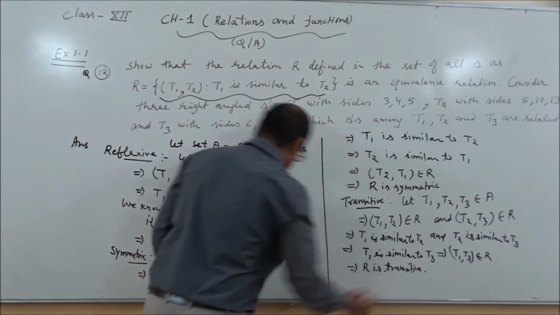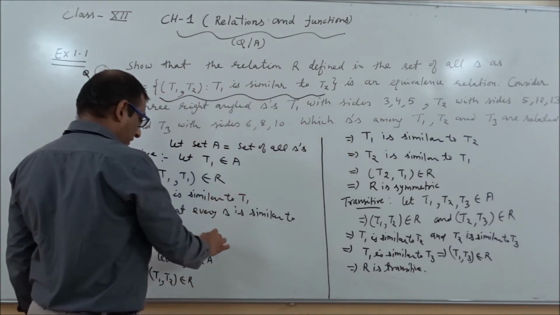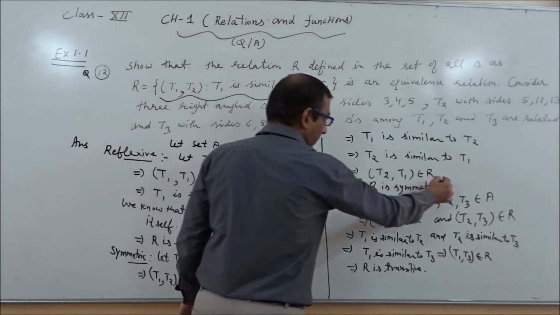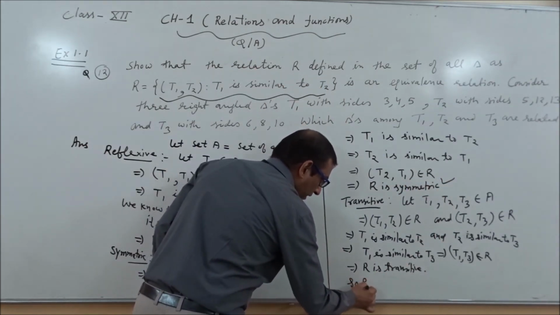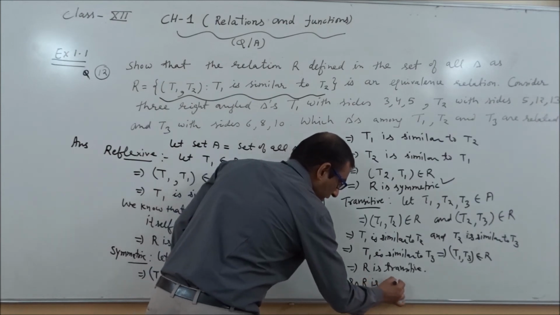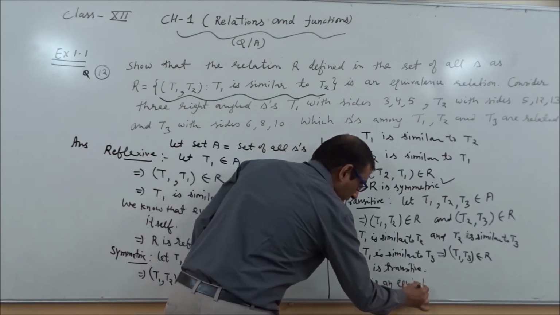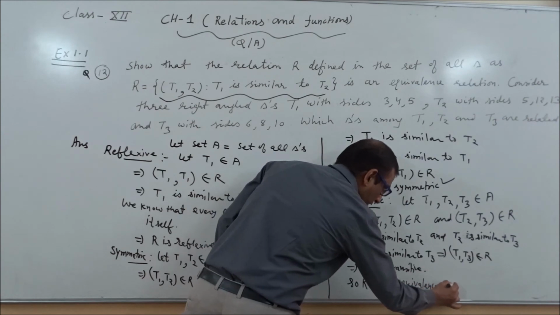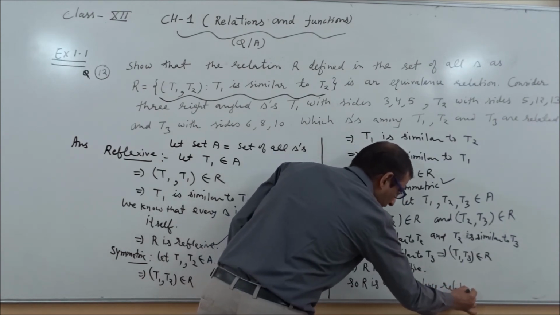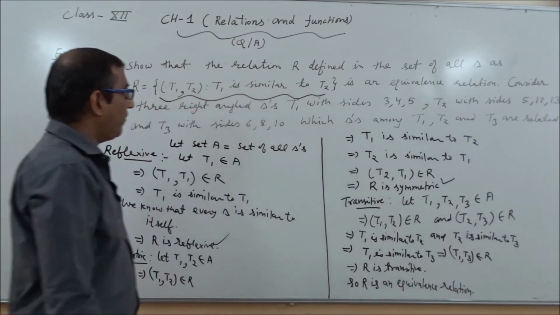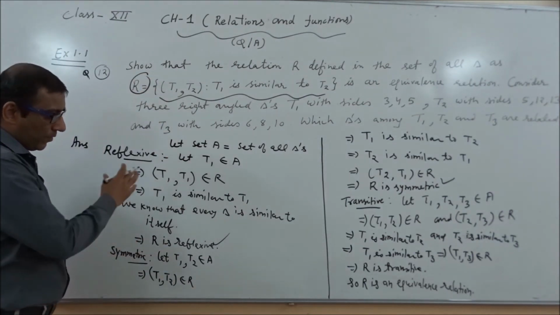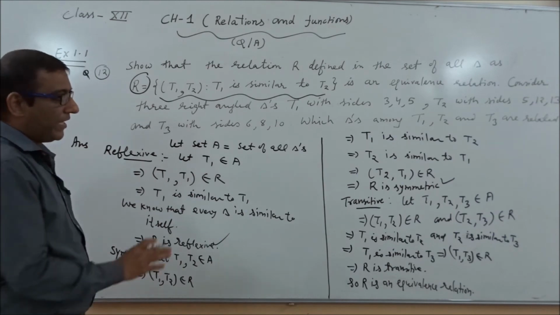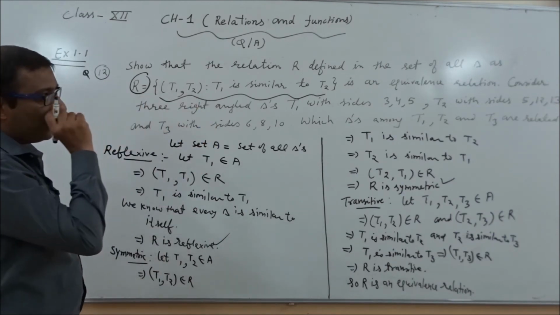So if R is reflexive, R is symmetric and R is transitive, we can say R is an equivalence relation. So this is the first part of this question: how can we show this relation R is an equivalence relation? With the help of this procedure we can say yes, it is an equivalence relation. Now we will come to the next point.